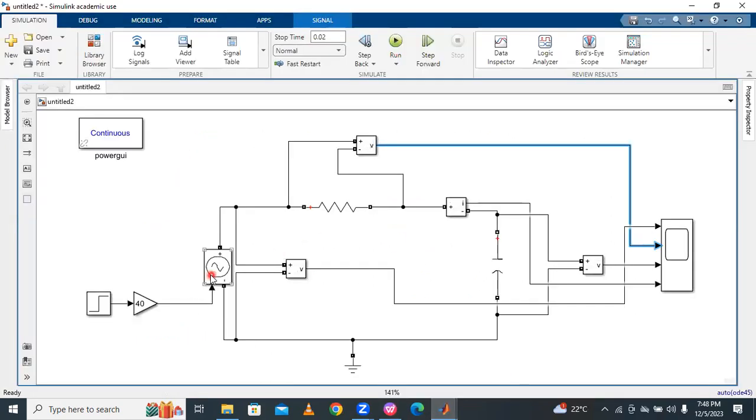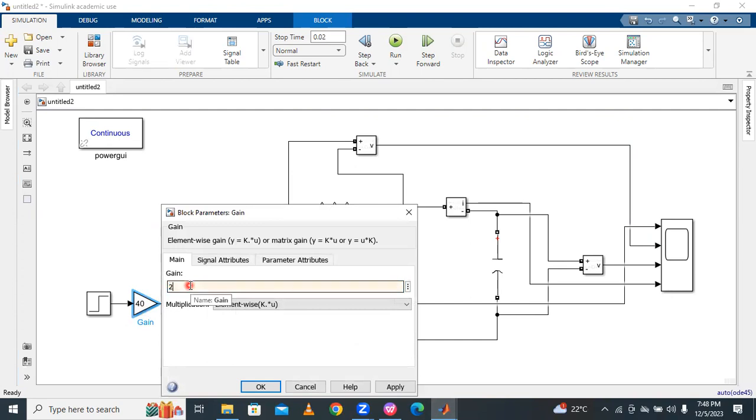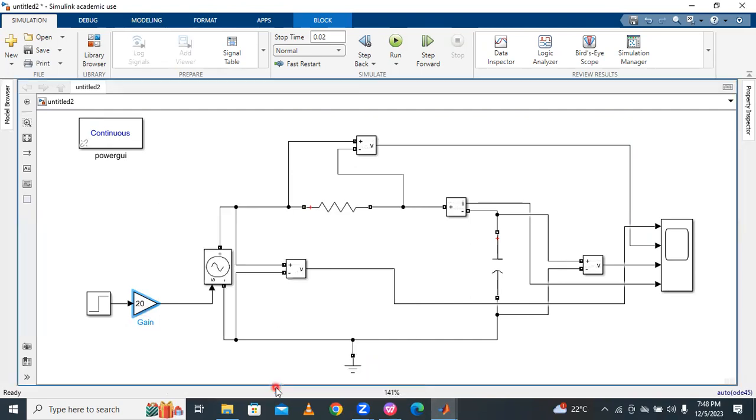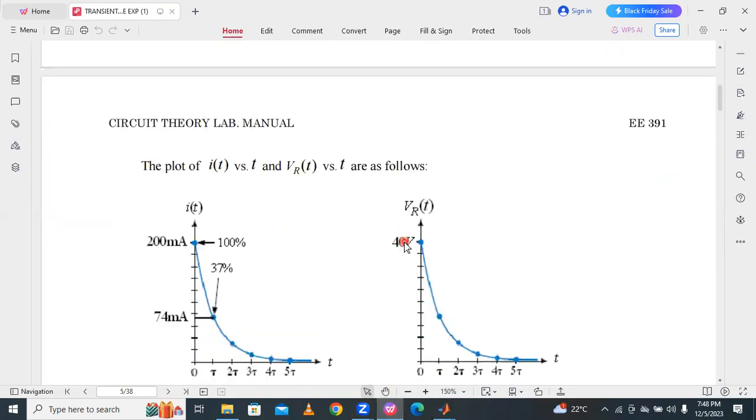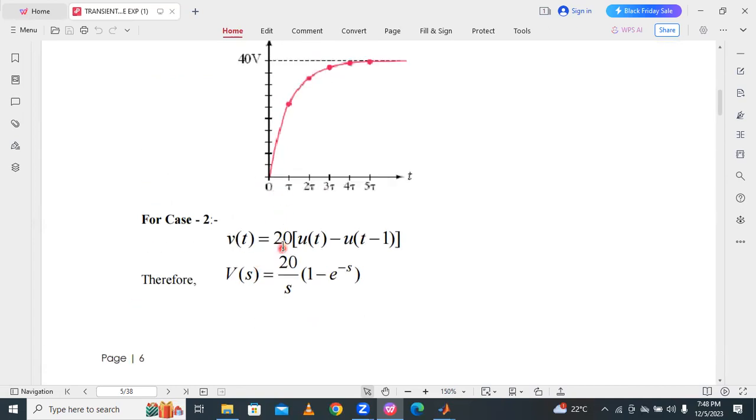According to the problem, the amplitude is 20 and the pulse width is 5 milliseconds. To get a 5 millisecond pulse, first we take the step input, and from this we subtract a delayed step after 5 milliseconds. So v of t is 20 into u of t, the step input. From this we subtract 20 into u of t minus 1.